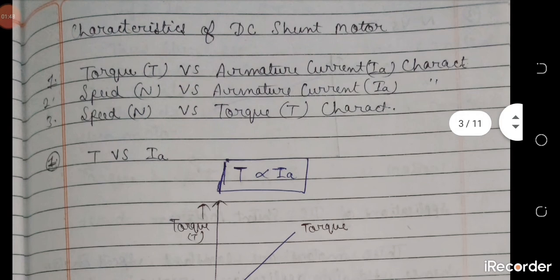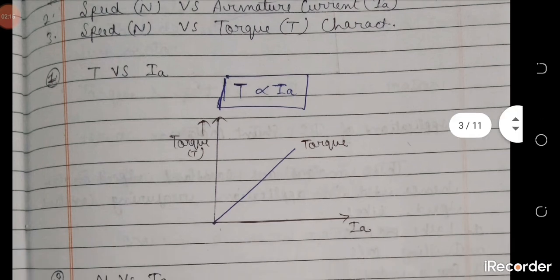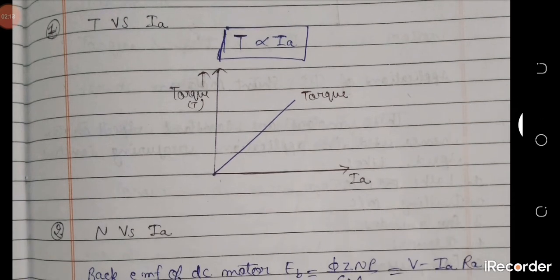Now characteristics of DC shunt motor. First is torque versus armature current. Second is speed versus armature current. Third is speed versus torque characteristics. So first we will discuss torque versus armature current characteristics. Here T is proportional to Ia, so it will represent a straight line. So you can see in this diagram.